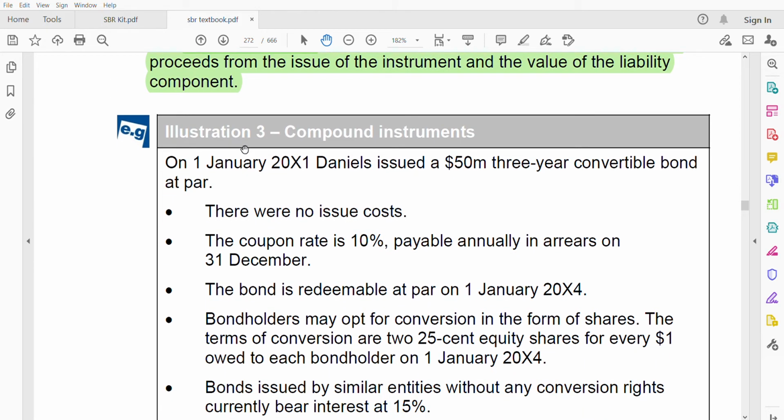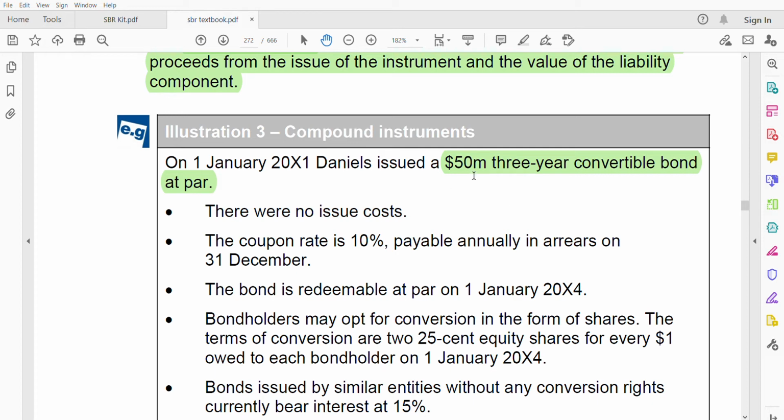So on 1st of January 2001, DEN issues a 50 million 3-year convertible bond at par. So this is the cash proceeds. At par means neither at discount nor at premium. Sometimes you can issue at discount or at premium, so you have to check for that. Par means 100%. 50 million is the cash proceeds.